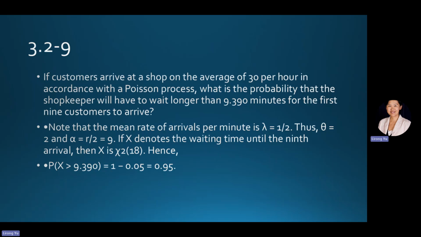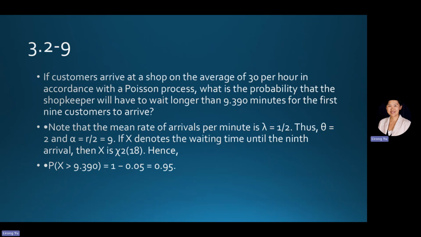I have to use a little bit of common sense in my head: what is the mean value compared to this value? The 9.39 seems to be a lot smaller than the mean value, which means you're going to find the right side percentage is a bigger portion. Any question?